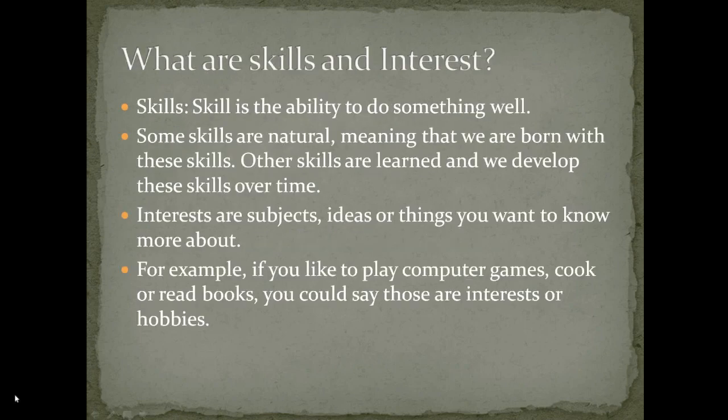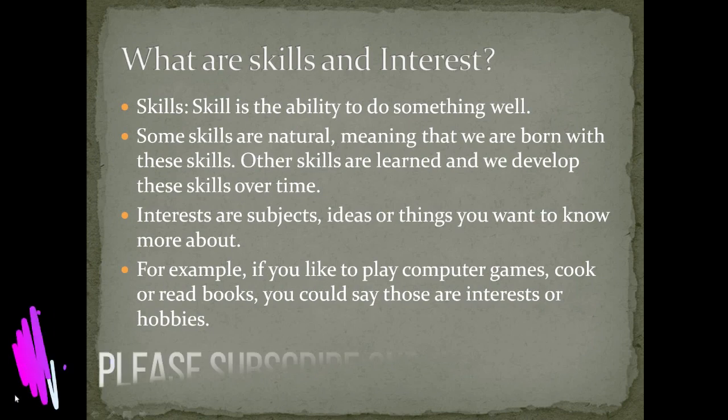Skill is the ability to do something well. Some skills are natural, meaning that we are born with these skills. Other skills are learned and we develop these skills over time. So we have classified skills into two types, that is natural skills and acquired skills. However, there are further classifications about which we will study later in the further slides. But then skill is the ability or the set of abilities that are acquired or learned by an individual in order to do something well.